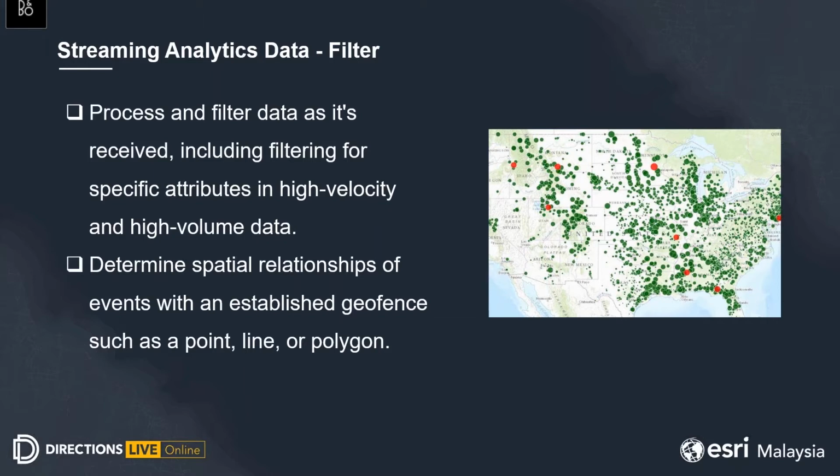Polygons. Geofences do not necessarily have to be polygons. They could be points and lines as well. For example, you want to set a warning alert when a ship passes a certain iceberg within 5 kilometers.